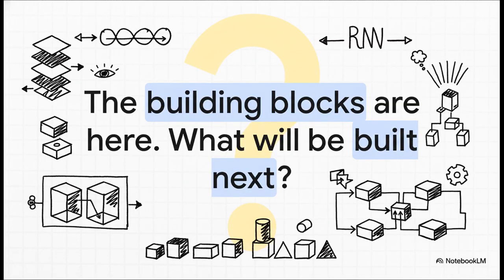So there you have it. We've explored the fundamental building blocks of AI as we know it today. CNNs, RNNs, and now transformers have given machines these incredible new abilities to see, to remember, and to understand our world. The pieces are all on the table, so the only question left is, what gets built next?